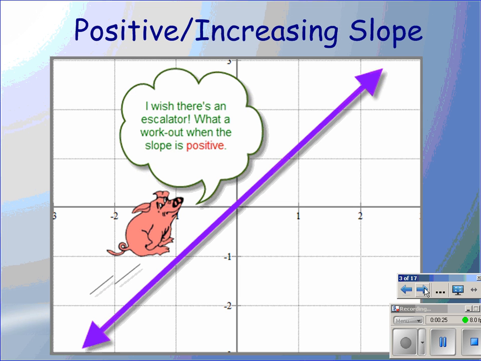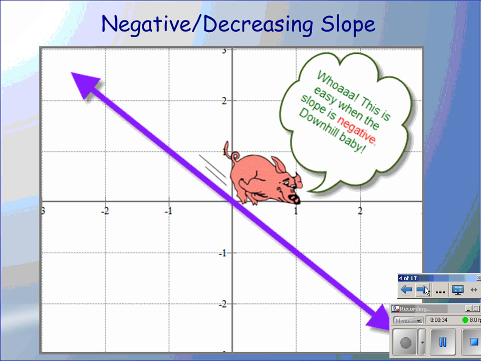In this one, the little piggy is saying, I wish there's an escalator. What a workout when the slope is positive. The next type of slope is negative or decreasing slope. In this one, the piggy's saying, whoa, this is easy when the slope is negative. Downhill, baby.